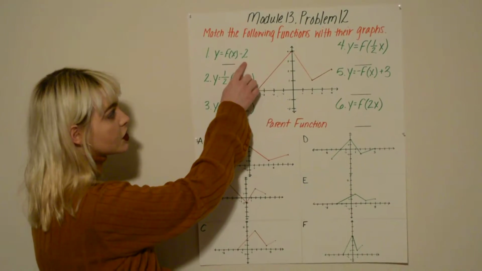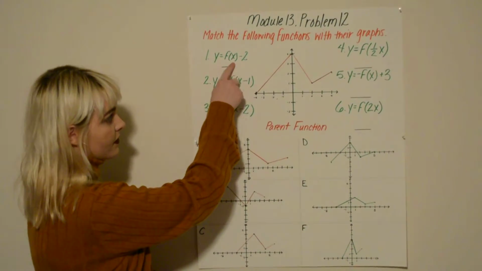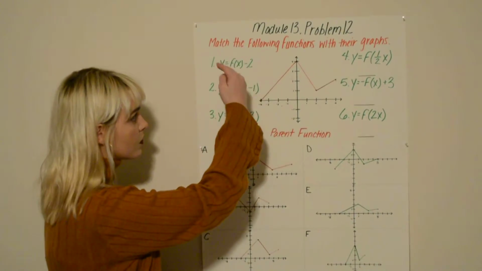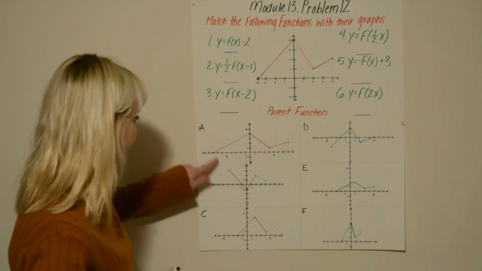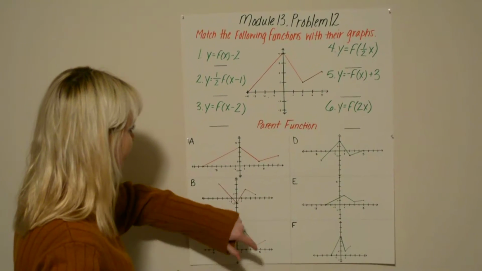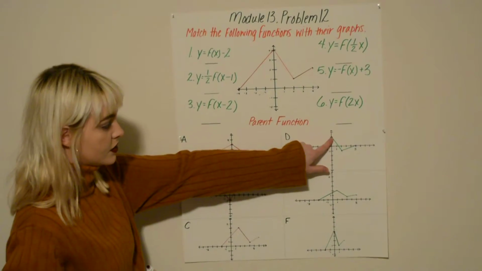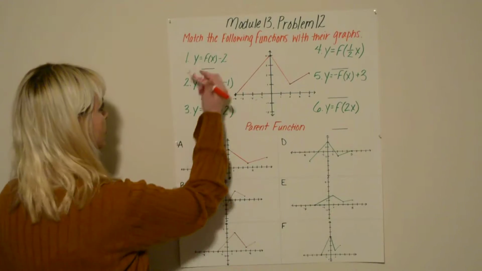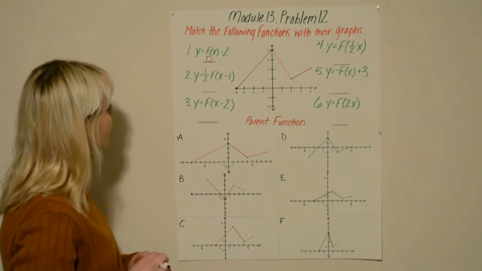Because the negative 2 is outside of the parentheses in the f of x function, that means it's shifting down. So if we look at the graphs here, the only graph that is shifting down is D, because it's at 2 instead of 4. So we'll put D in for this.